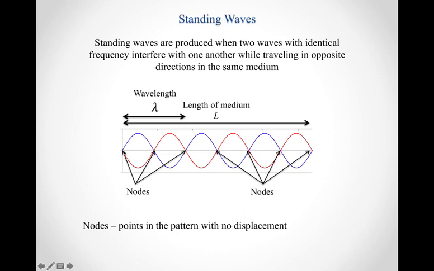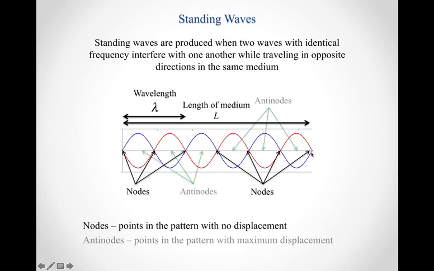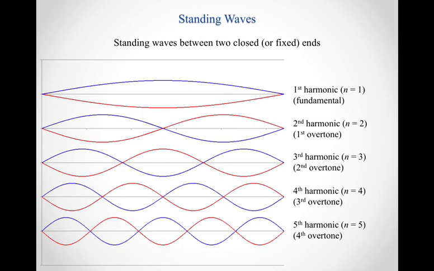So nodes are basically the points where there's no displacement of your wave, so where your standing wave still sits along the center line. Antinodes are just the opposite. These are points of maximum displacement within the pattern. They're the position in your pattern represented by peaks in the two waves. The first standing wave patterns we want to talk about are between two closed ends or fixed ends.